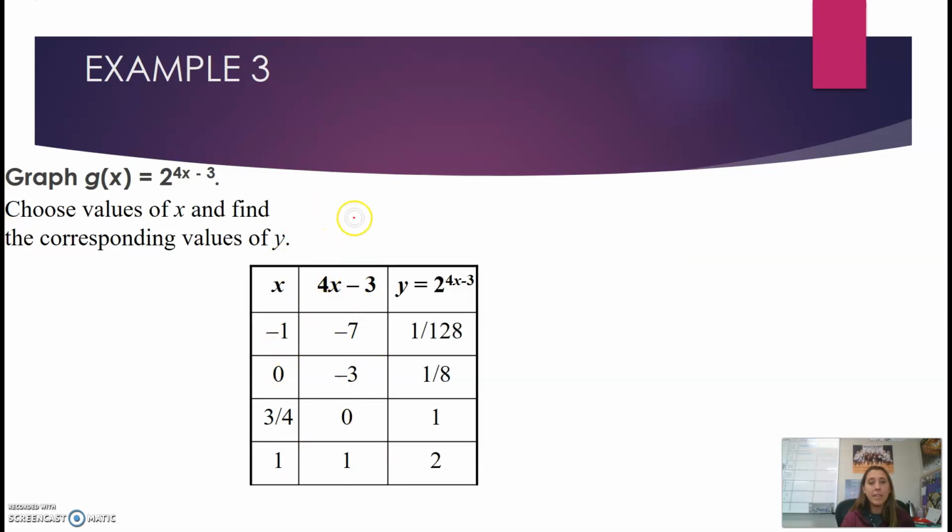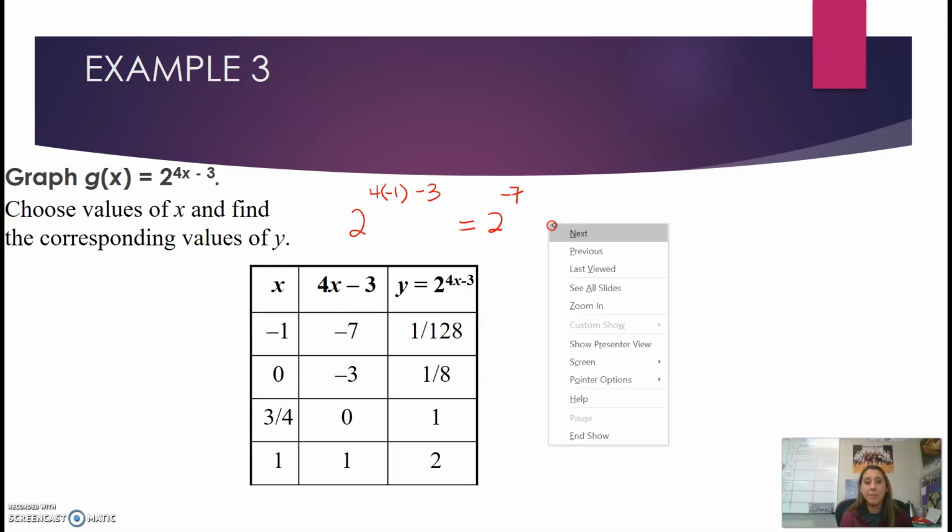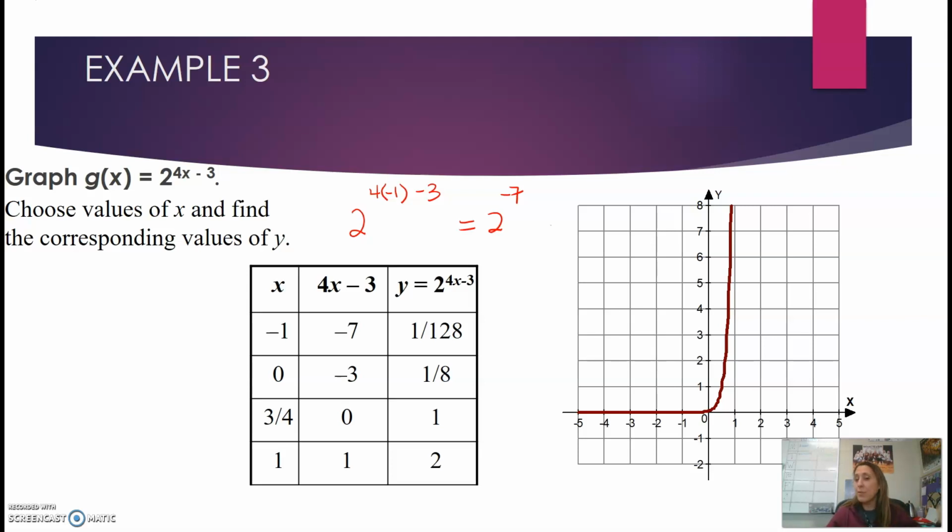If I were to plug it in, I would end up with 2 to the 4 times negative 1 minus 3, which would be equal to 2 to the negative 7. So that's where that negative 7 is coming from. It's if I were to plug in negative 1, what would my exponent be? That was just something to help me figure that out. And again, we can't have a negative, so we end up with 1 over 2 to the 7, which is 1 over 128.